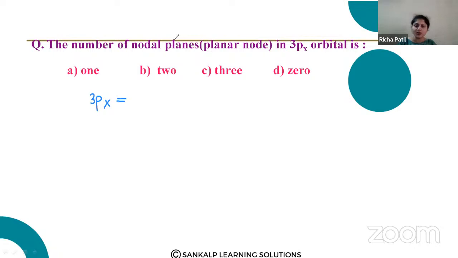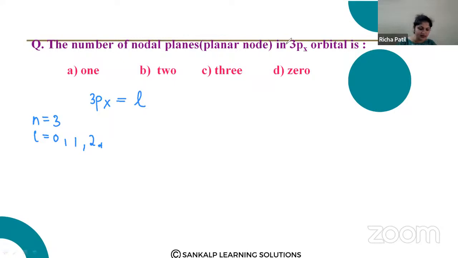On what terms does it depend? It depends upon L, right? So for n equals 3, what is the main subshell? 3. So L will have what value? L will have 0, 1, 2, right? So here we are going to calculate for 2px.